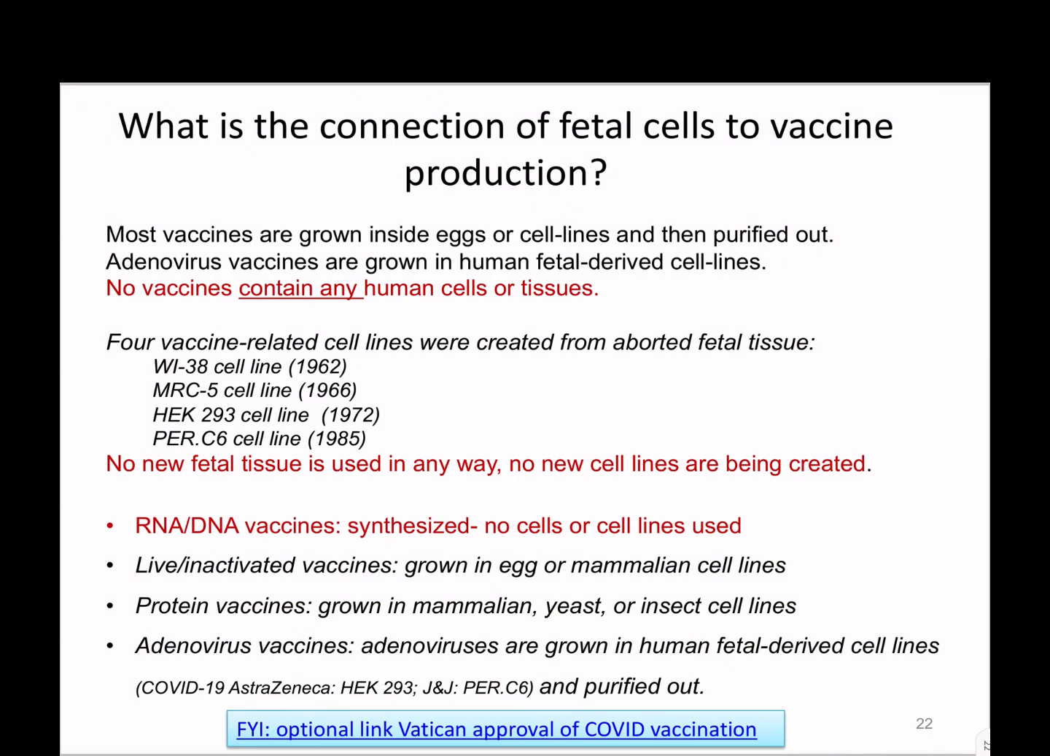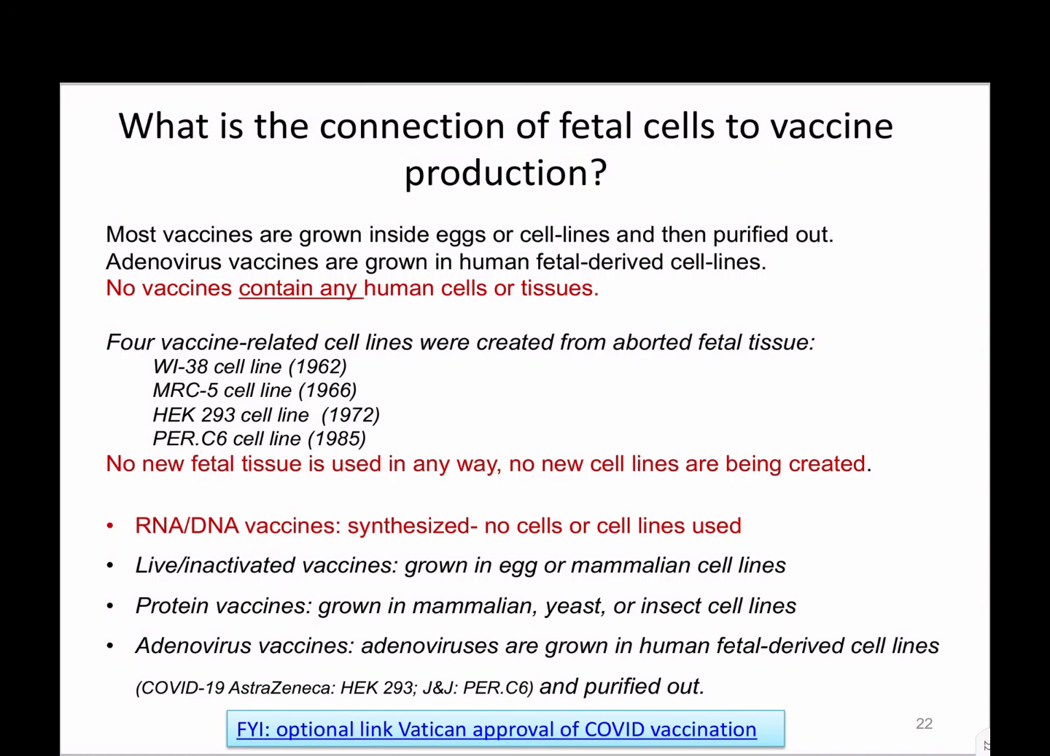So there are 4 vaccine-related cell lines that have been created from aborted fetal tissue, 2 of them in the 1960s, one in 1972, and one by Johnson & Johnson in 1985. These are the only cell lines derived from fetal tissue that are used in any vaccine process, whether it is the basic science design or the manufacturing. So it's important to know that there's no new fetal tissue being used, no new cell lines are being created, and no new tissue is being used for production. That said, it is true that the adenovirus vaccines are grown in these cell lines. At the moment, specifically the COVID, AstraZeneca, and Johnson & Johnson vaccines.